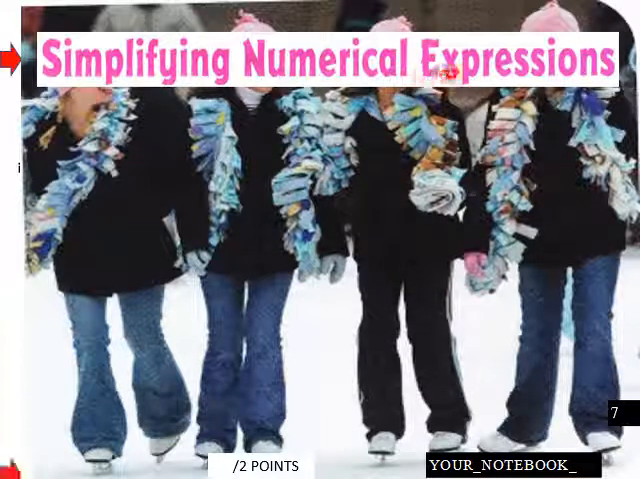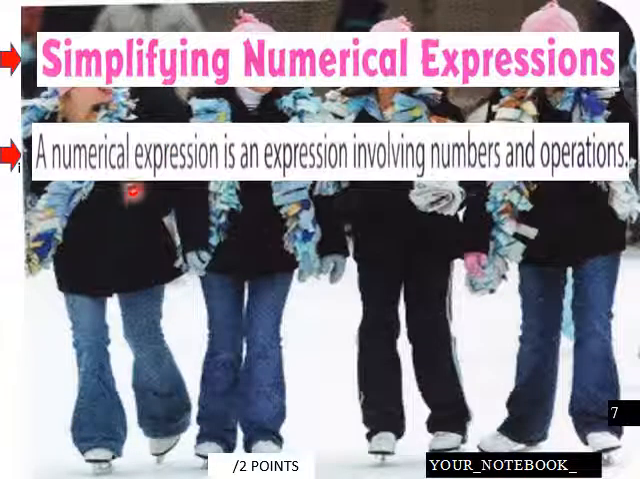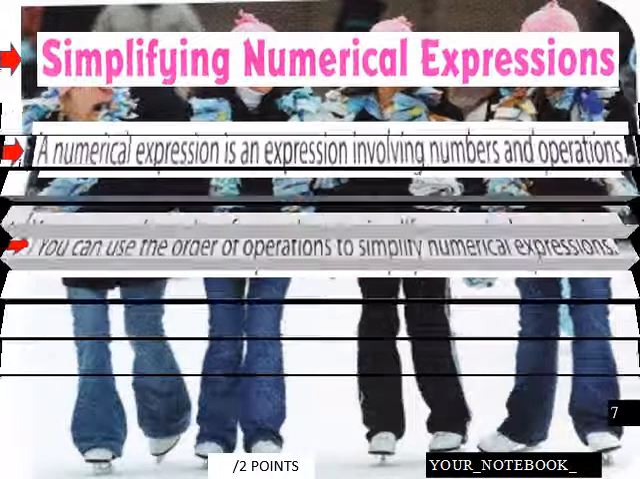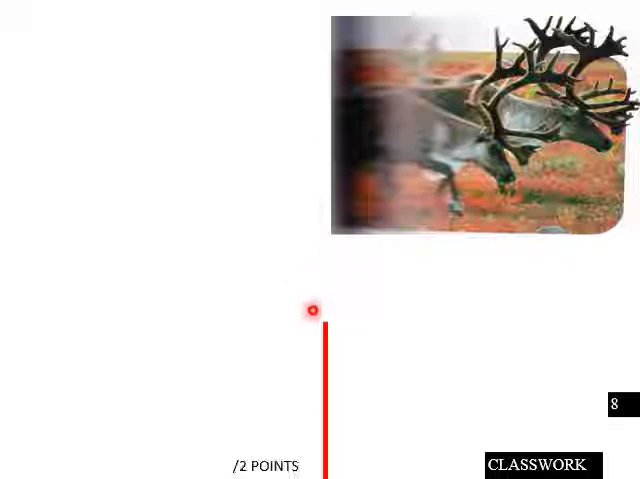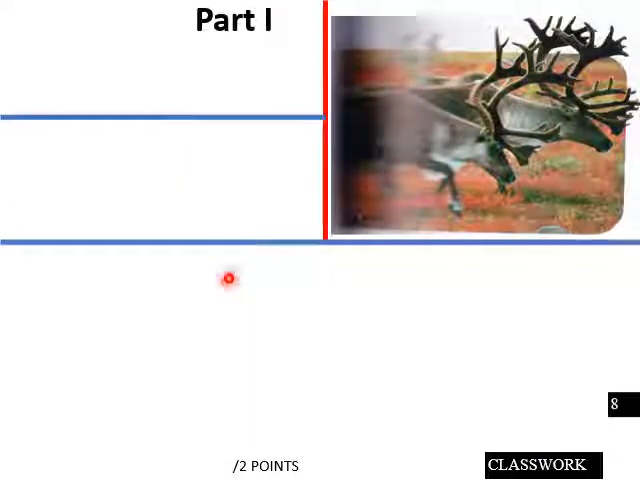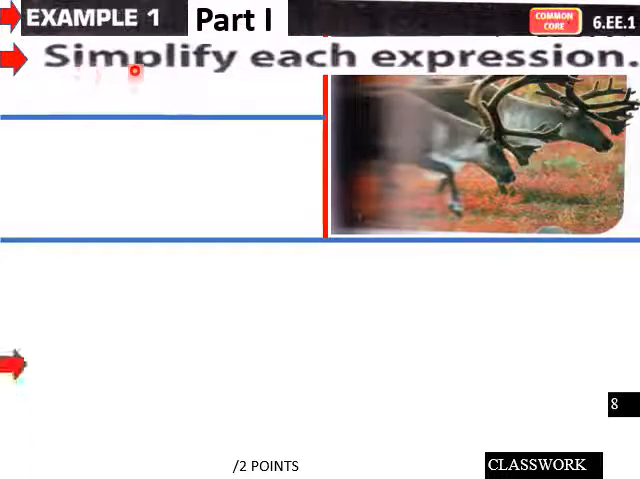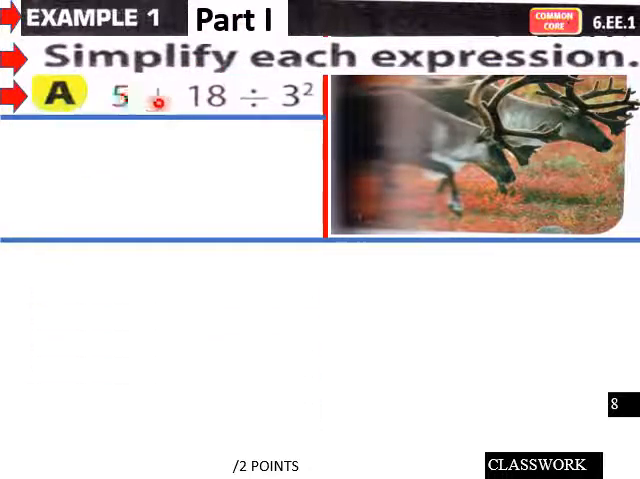Simplifying numerical expressions. A numerical expression is an expression involving numbers and operations. You can use the order of operations to simplify numerical expressions. So we're going to get back here to our order of operations. Example 1, part 1, simplify each expression. We have 5 plus 18 divided by 3 squared.